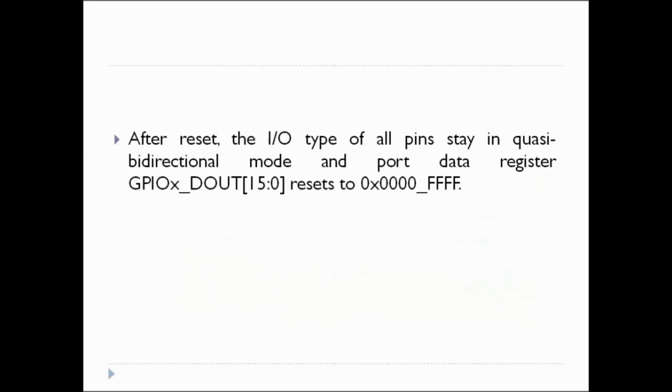The pin status is then controlled by the internal pull-up resistor. So the programmer has to keep in mind, after reset, the IO type of all pins stays in quasi-bidirectional mode. The port data register GPIOx means it is common for all ports A, B, C, D and E. The DOUT control register resets to 0xFFFF, sorry, 0xFF.